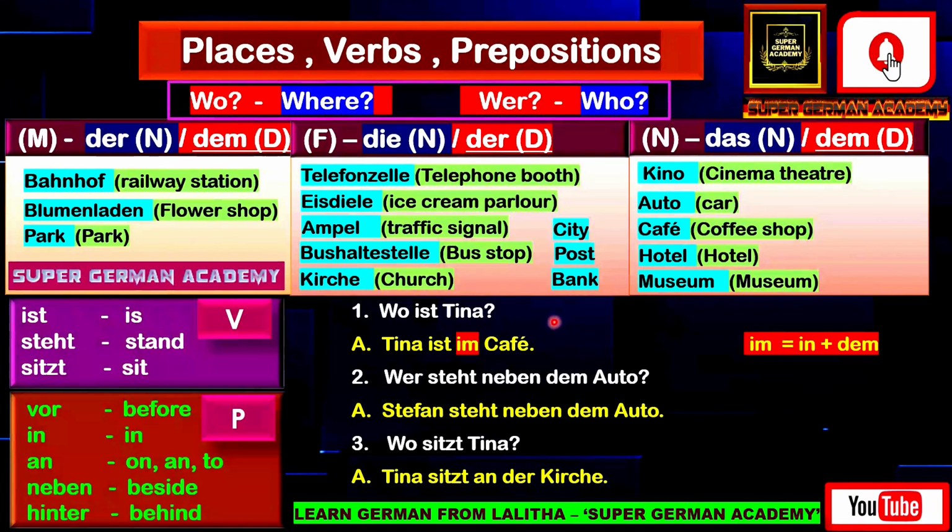Now, wo ist Tina means where is Tina? Tina ist im Café. It means Tina is in the cafe. Here, Café is a neuter noun. If you see here, Café, coffee shop, it's a neuter noun, so we have to use dem. So Tina is in dem Café. Instead of in dem, we will use im. You can say both. That is, Tina ist in dem Café, or you can say Tina ist im Café. You can say either one. So instead of in dem, you will use im for the dative sentence.